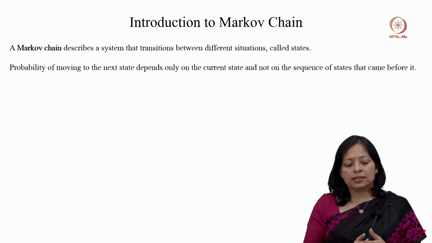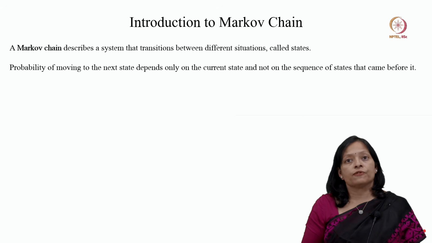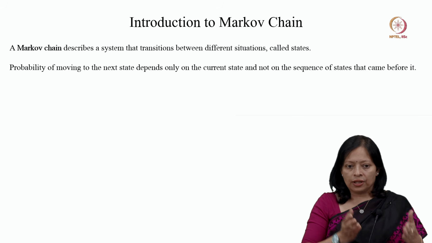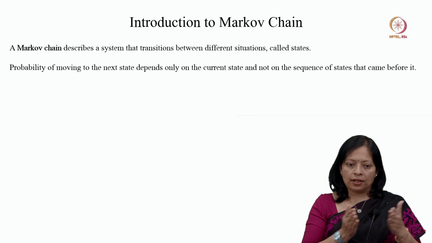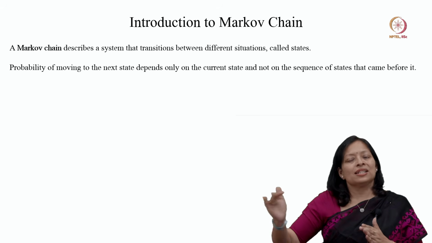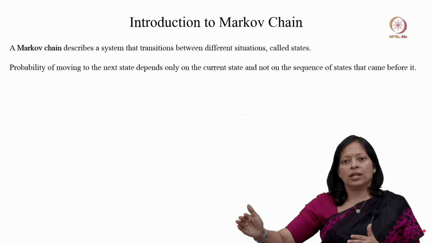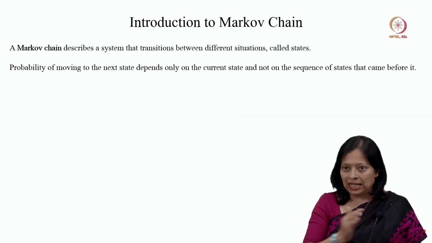A Markov chain describes a system that transitions between different situations called states. There will be state 1, state 2, and a transition from state 1 to 2, and it can continue till state n. So, 0 to 1, 1 to 2, 2 to 3, and then it continues till the nth state.